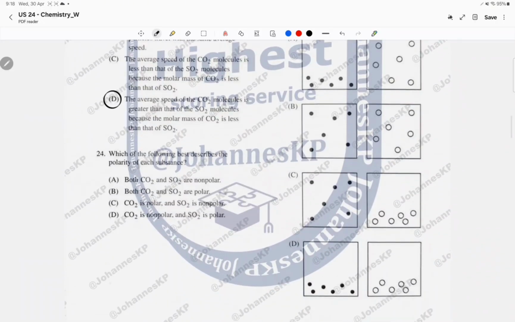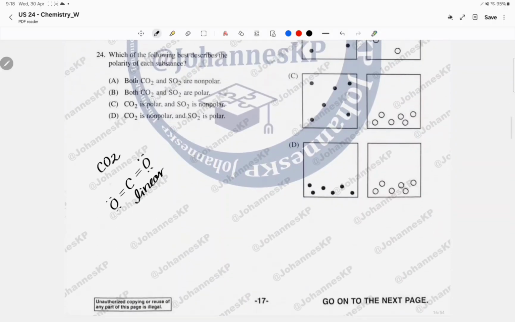24. Which of the following best describes the polarity of each substance? If you were to draw CO2, it would look like this, which means that's going to be a linear molecule. And in linear geometry, where the atoms on the edge are the same exact element, the dipole moments will cancel out, which makes CO2 nonpolar.